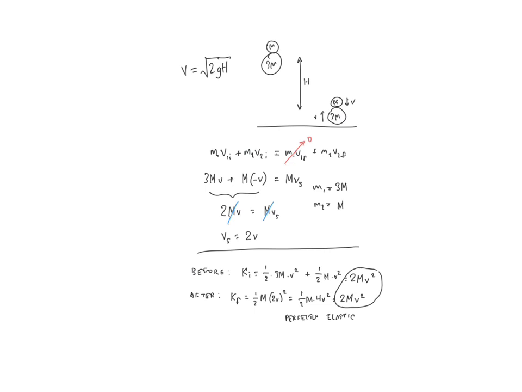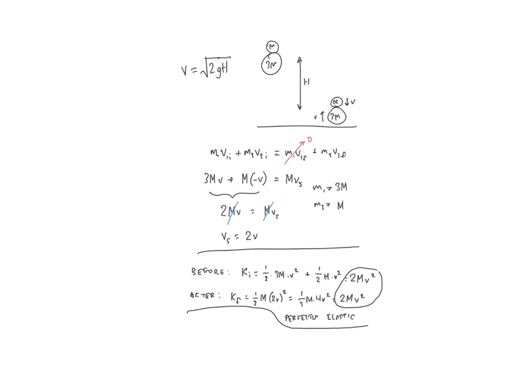Now, most collisions are inelastic. Some kinetic energy is lost. This is one of the few rare examples that turned out to be an elastic collision. But if you're ever in doubt and you just cannot figure it out, take the guess and say that it's an inelastic collision.